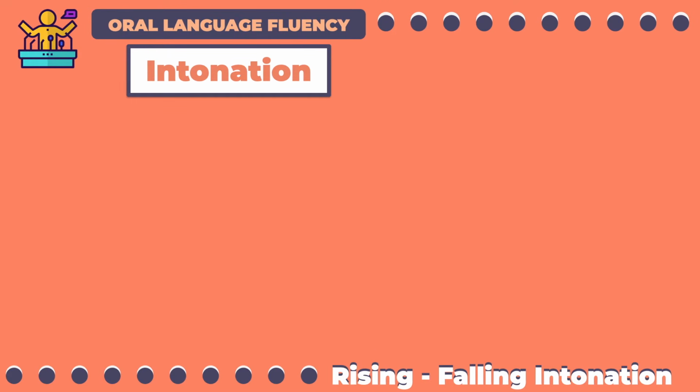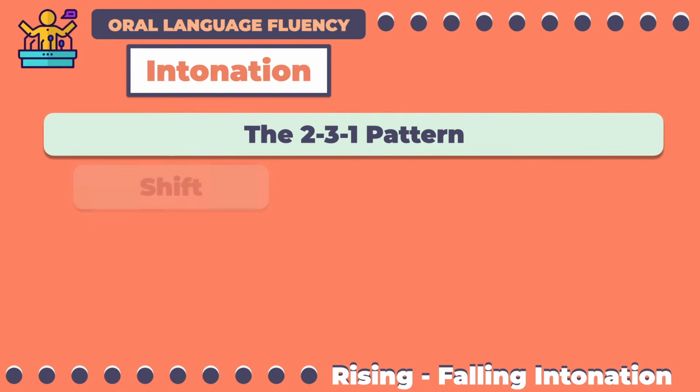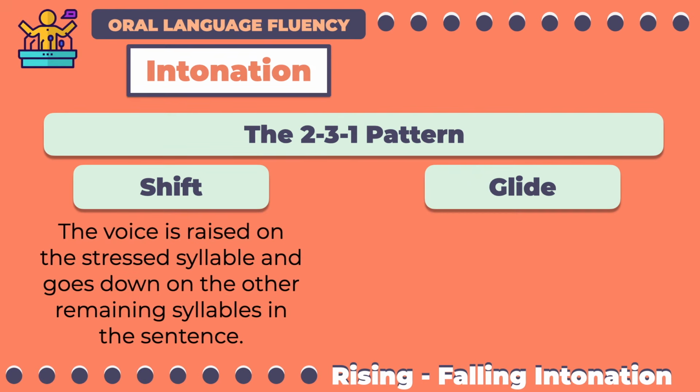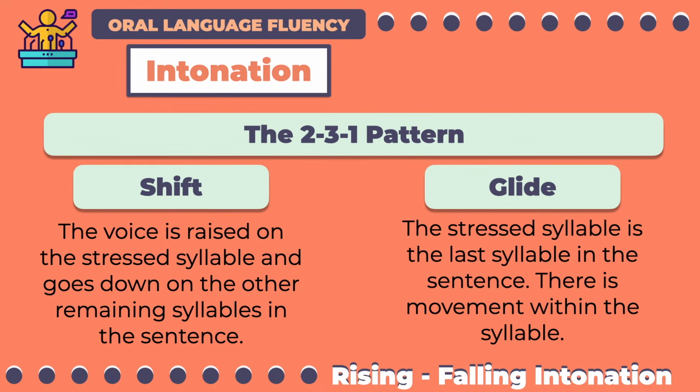There are two types of the 2-3-1 pattern: shift and glide. In shift, the voice is raised on the stressed syllable and goes down on the remaining syllables in the sentence. But in glide, the stressed syllable is the last syllable in the sentence. There is movement within the syllable. It is easier to identify the two using this graphic.